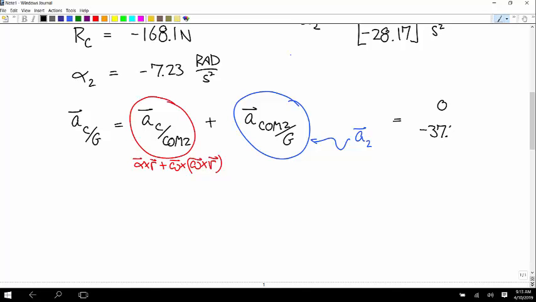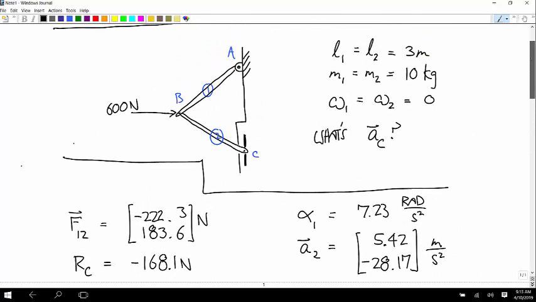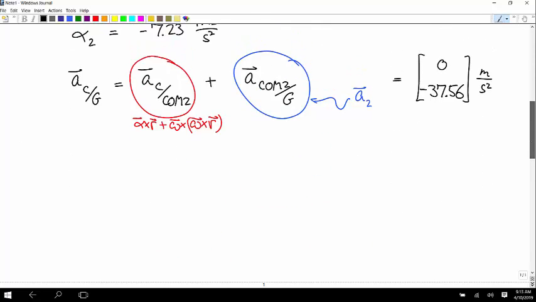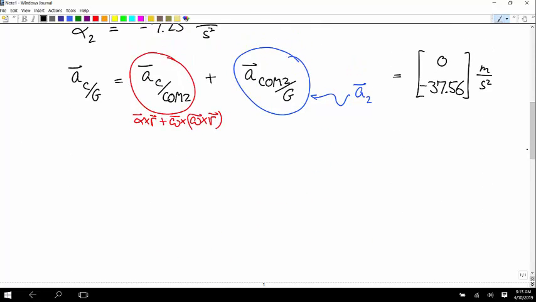negative 37.56 for y. And so at this instant, if you apply this force here, this is going to accelerate down at 37.56 meters per second squared. Let's also, before I stop this, think about the total loads on this body now that we've calculated all this stuff. Well, we didn't.